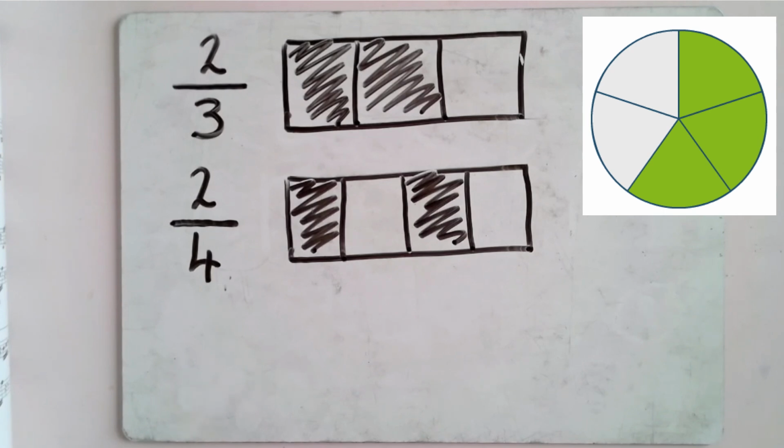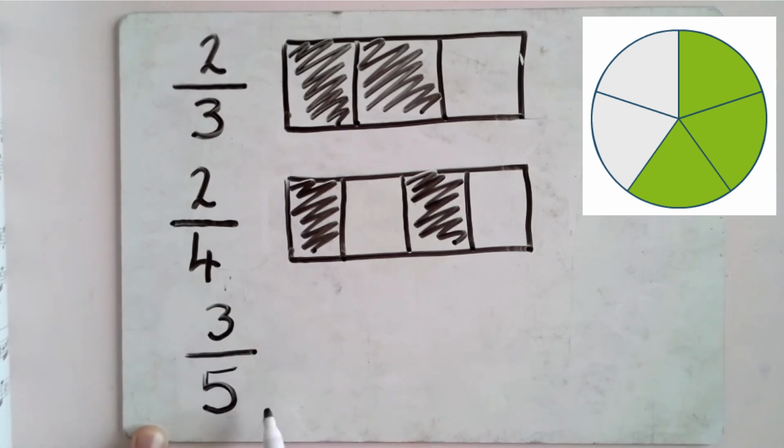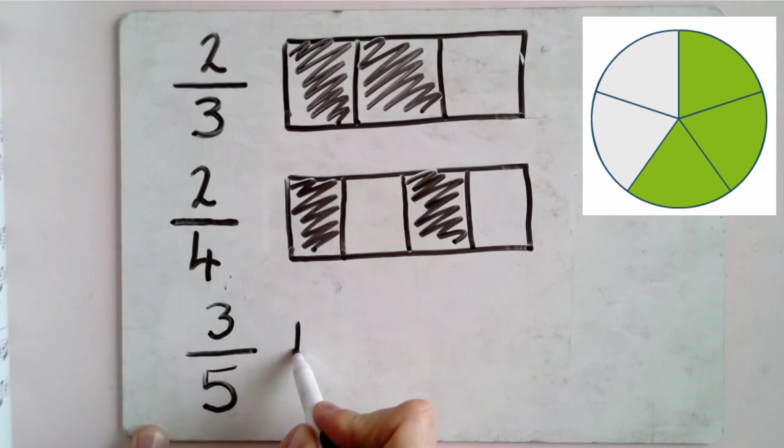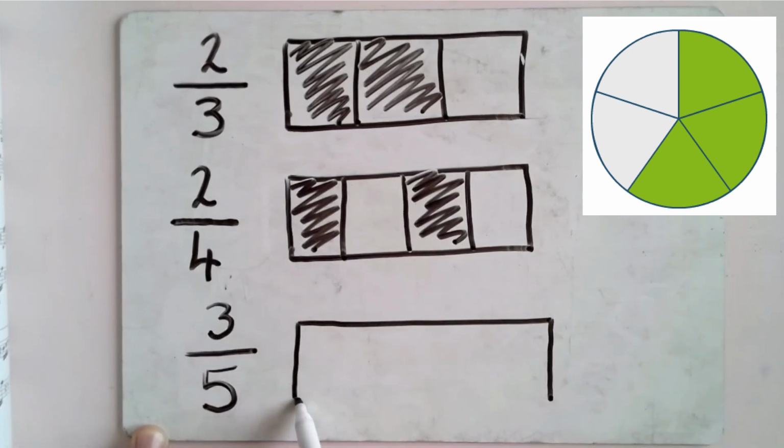So this shape, if we look at it, the whole, it's a circle, is divided into 5 equal parts. It's divided into 5 equal parts. And coloured in, we have 3 of those parts. So my denominator is 5, my numerator is 3. Now, circles are tricky to draw, so I'm going to convert that fraction into a bar model.